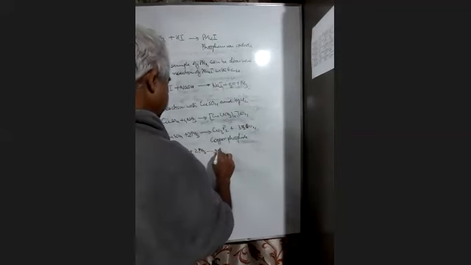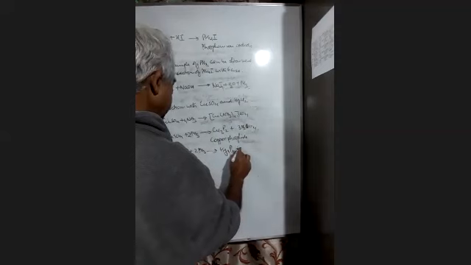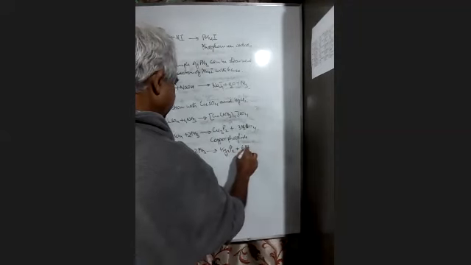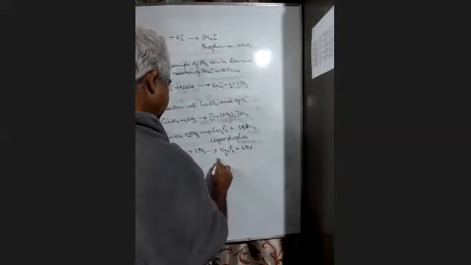So similarly, when you have taken mercury chloride and you react with phosphine, it gives you Hg3P2 plus 6HCl. So you get now here mercuric phosphide.